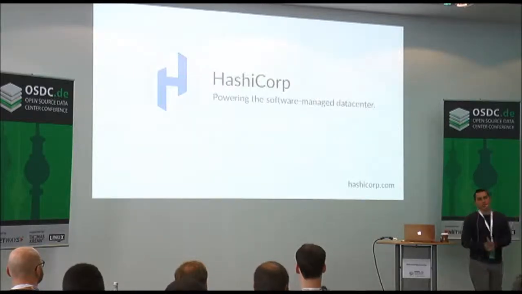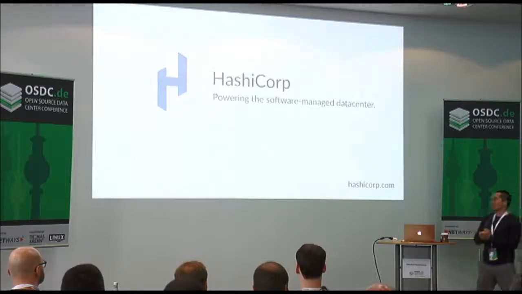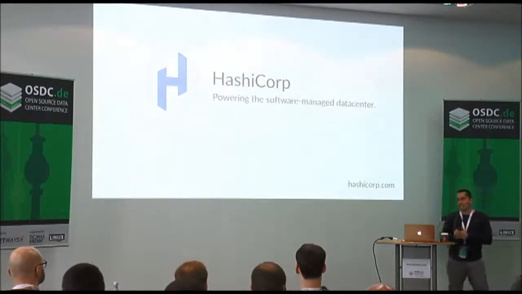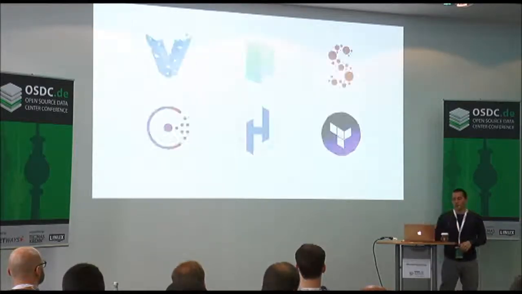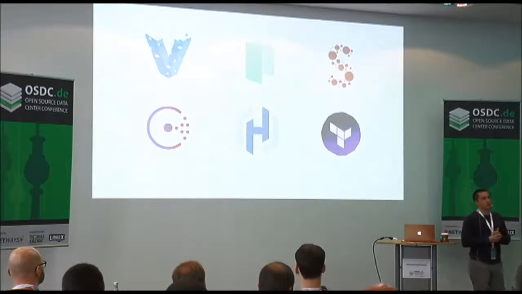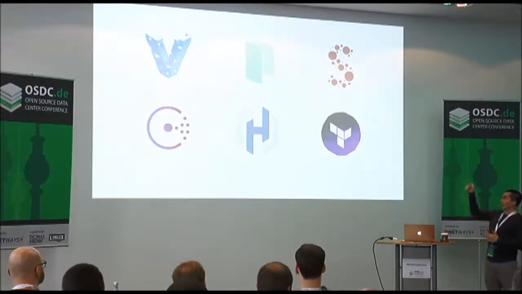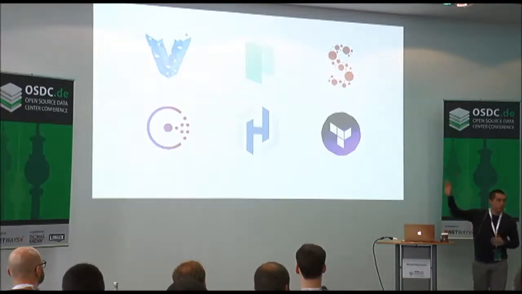I work for and started the company HashiCorp. We use this word that Nigel said he's not a big fan of, which is software managed or defined data center. It's pretty much the same thing. But to that end, we've made so far 5 open source tools, Vagrant, Packer, Serf, Consul, and Terraform. And so this would be from development to production.